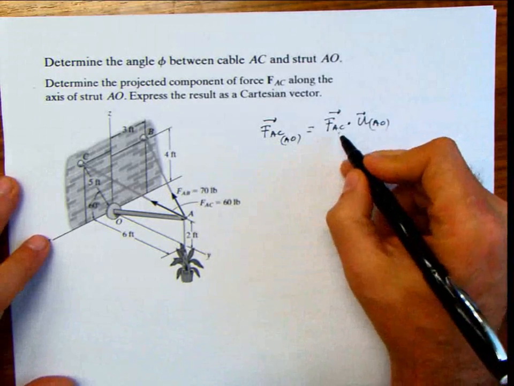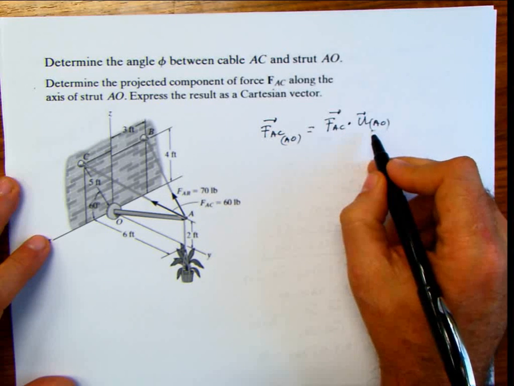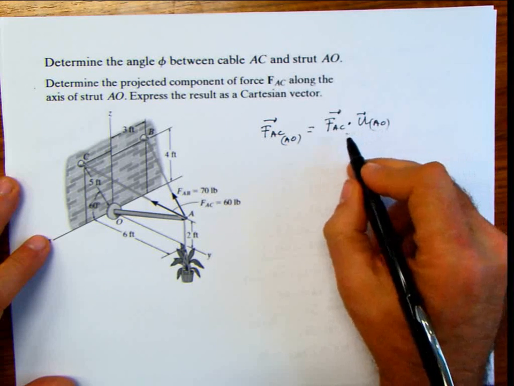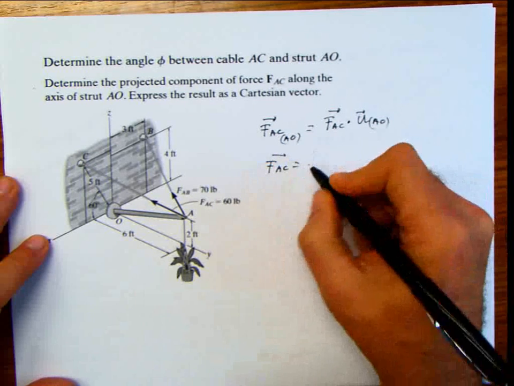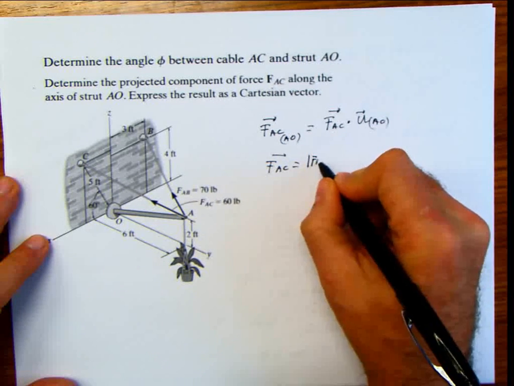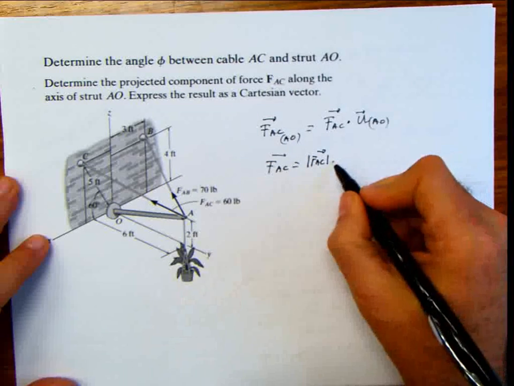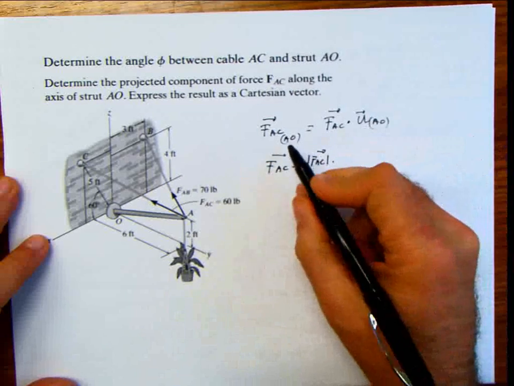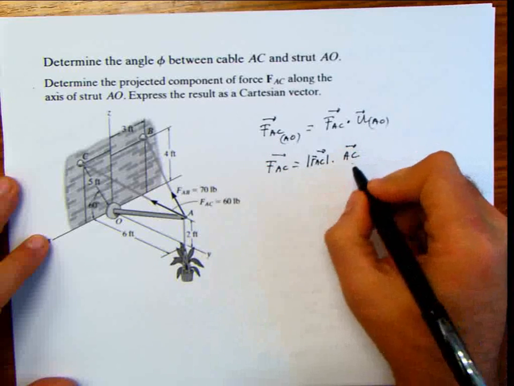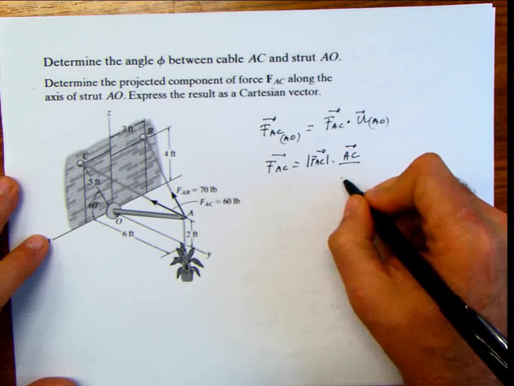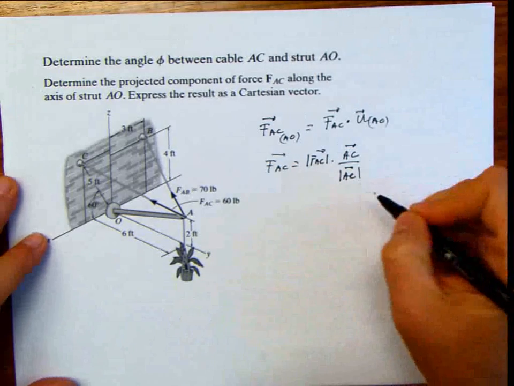Do I have the force AC? No. Do I have the unit vector AO? No. But I can get it really easily, because the force AC is just the magnitude of the force AC, which I have, is 60, multiplied by the unit vector in the direction of AC, which is no other thing than the vector AC divided by the magnitude of the vector AC. And I have both of them.